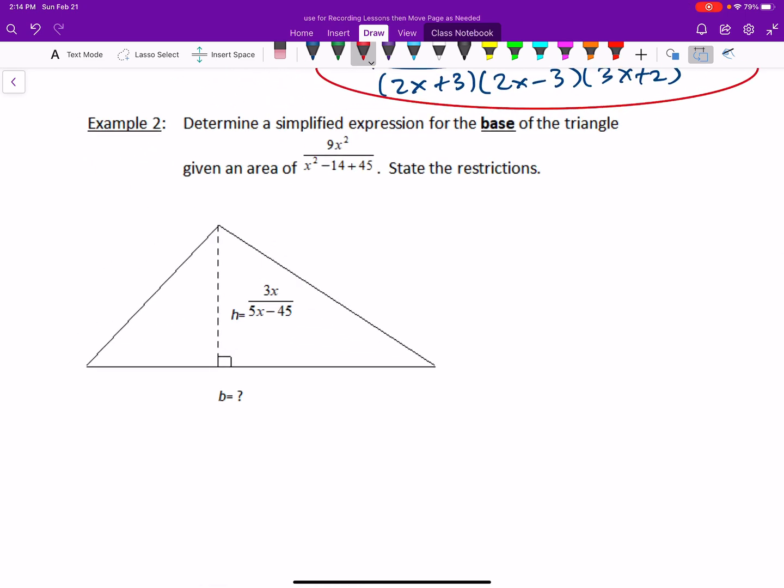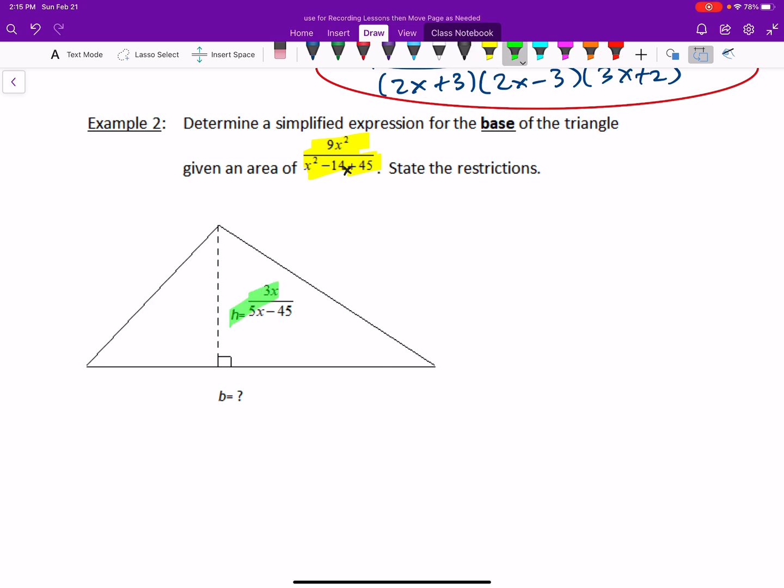Determine the simplified expression for the base of the triangle, given that it has an area of 9x squared over x squared minus 14 plus 45. I think that there should be an x in here. I'm going to go out on a limb and assume that that's a typo and there should be an x. Otherwise, why would anyone have written it like that instead of just saying plus 31? So let's assume there's supposed to be an x there.